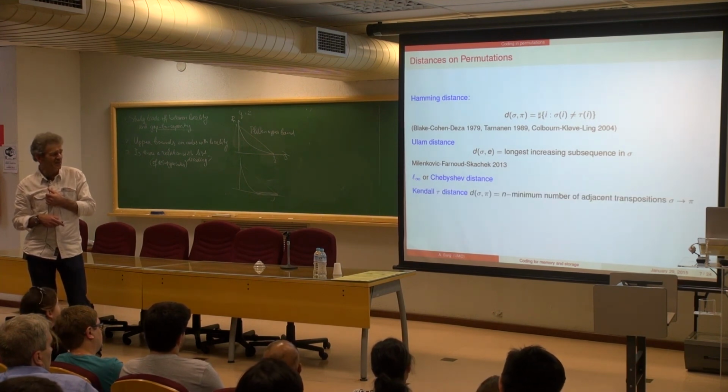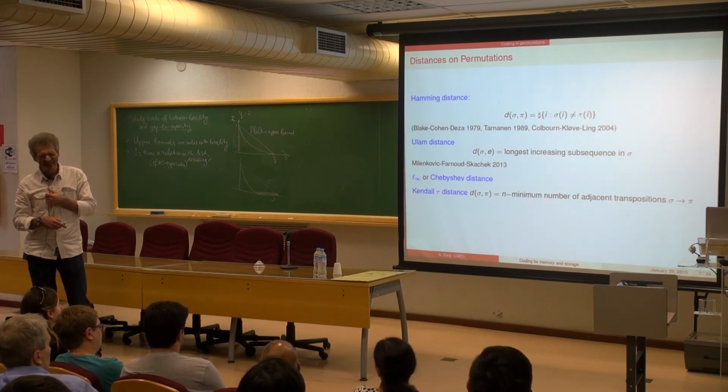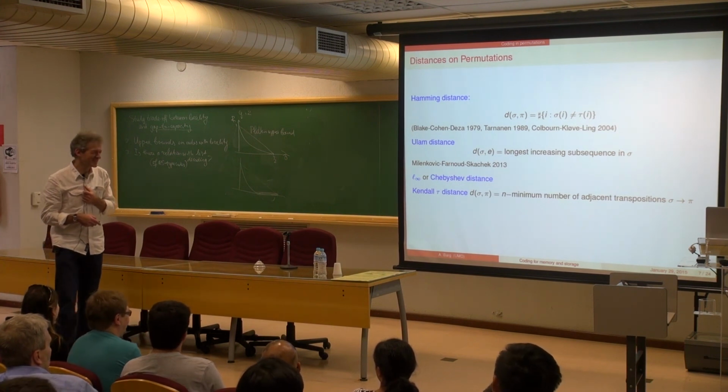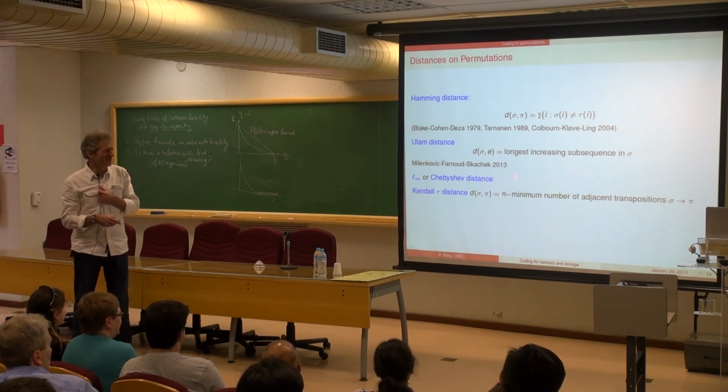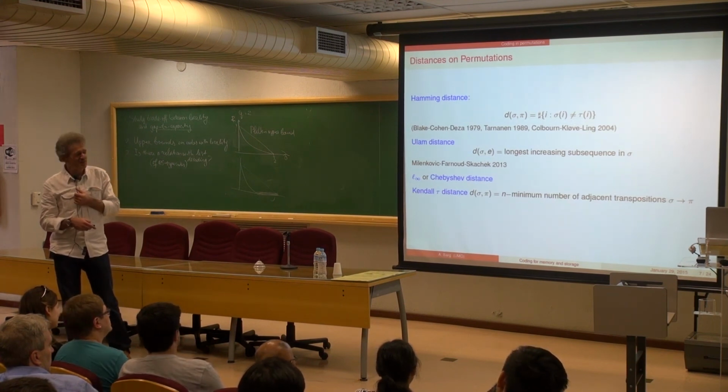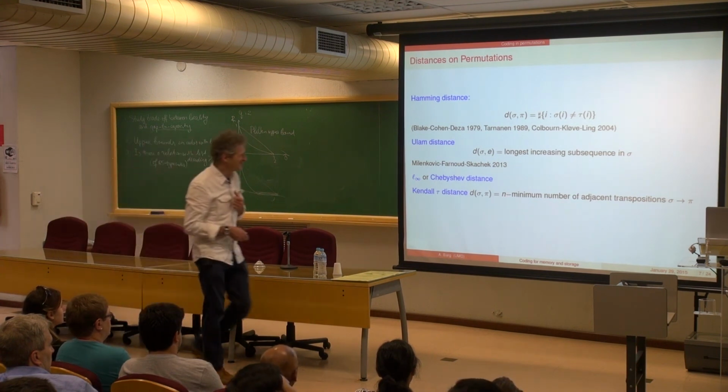And then the Kendall tau is, oh, I see, I inserted n minus in the wrong place. Yeah, sorry, it was about 2:30 in the morning. So n minus should be here. So the minimum number of adjacent transpositions. This is the Kendall tau distance. Forget about this.